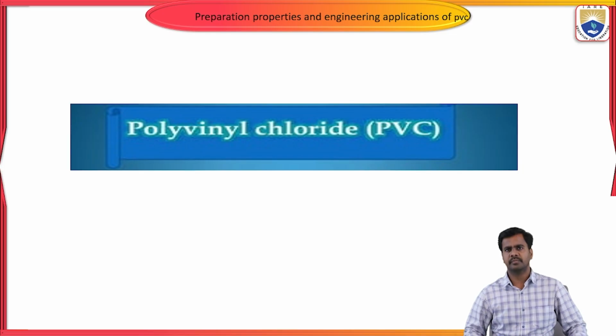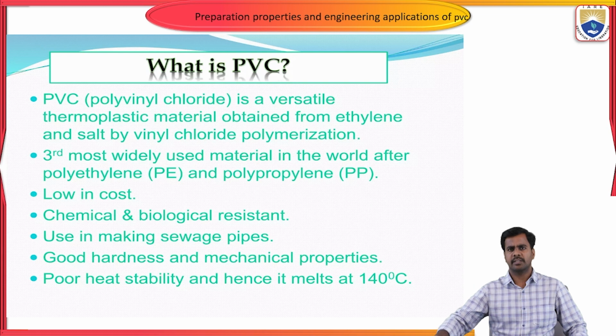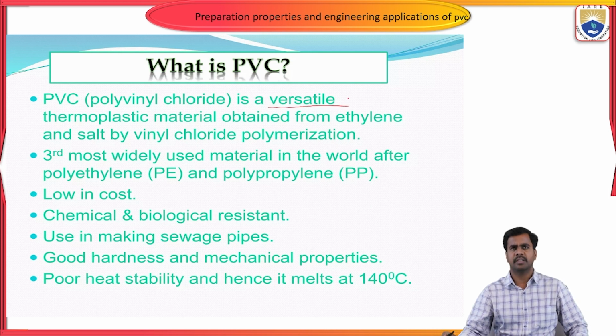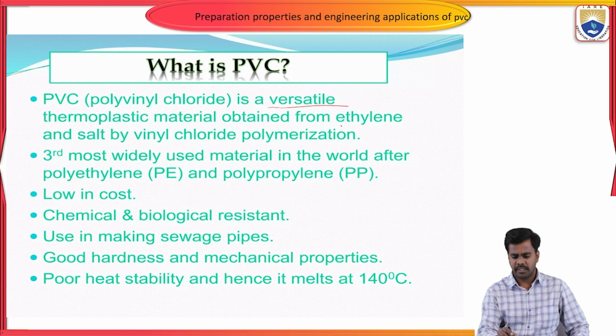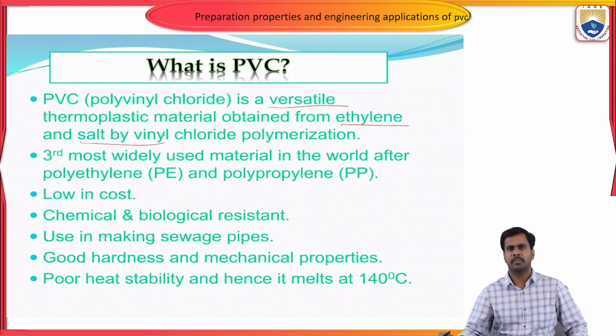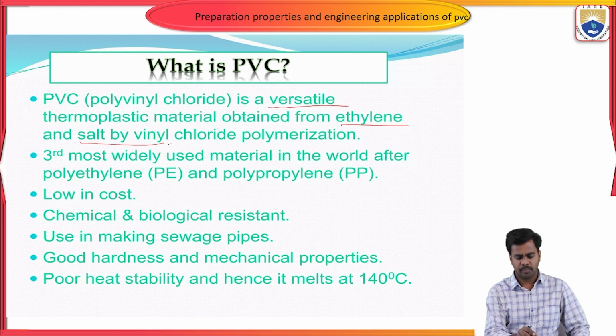Today, we are going to discuss the preparation, properties, and applications of polyvinyl chloride. So, what is PVC? PVC is polyvinyl chloride. It is a versatile thermoplastic material which is obtained from ethylene and salt by vinyl chloride polymerization.